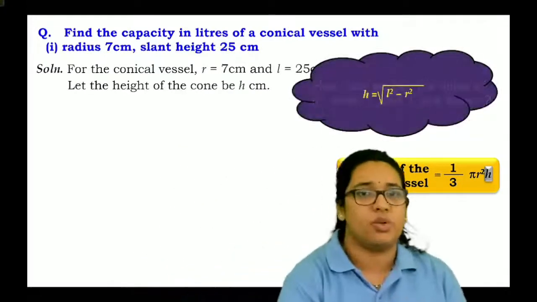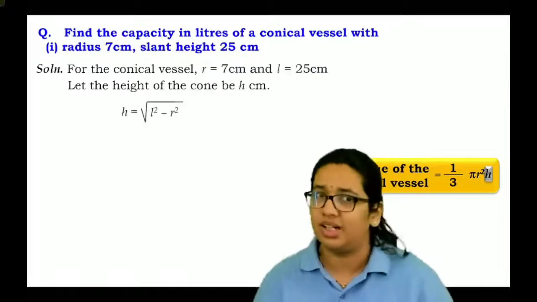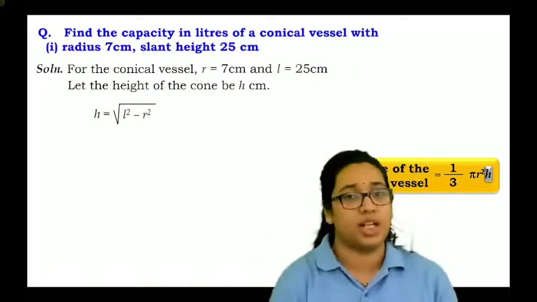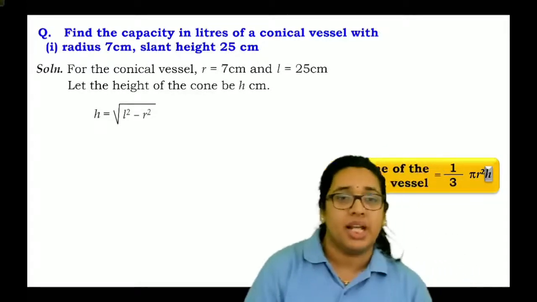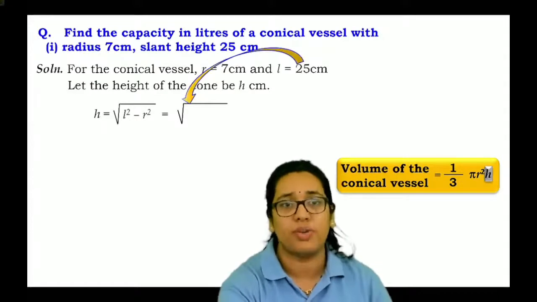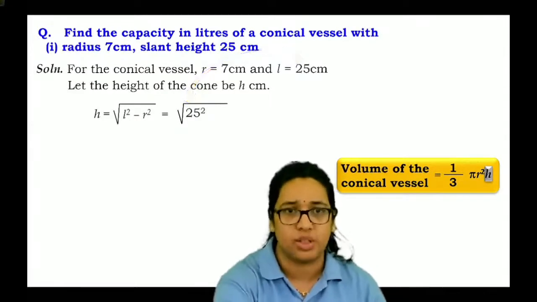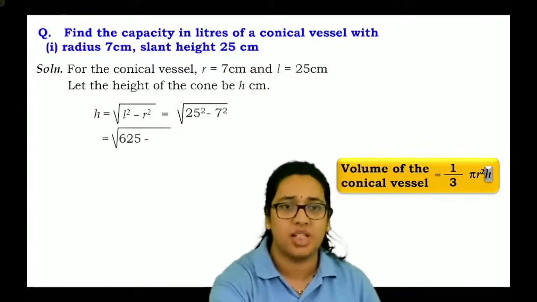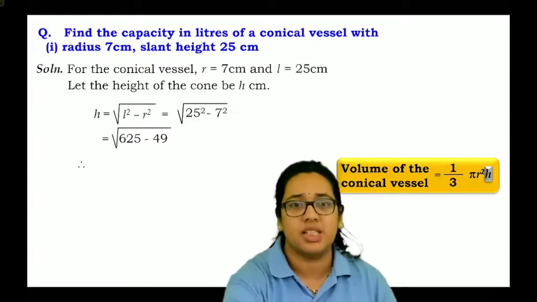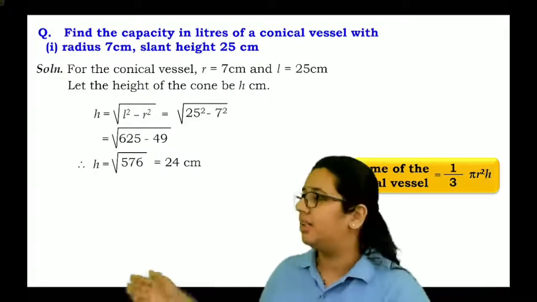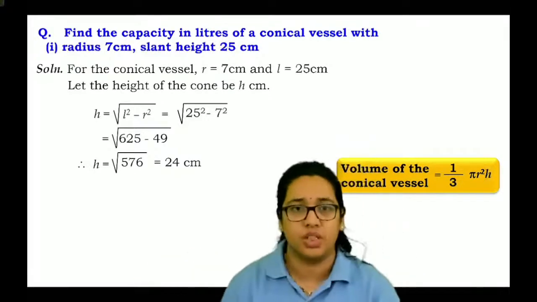So how will you find out h? We know that it is nothing but a right angle triangle. So we can use the Pythagoras theorem, and we can say that h is nothing but square root of l square minus r square. But l square is nothing but 25 square, r square is nothing but 7 square. So h is equal to root of 625 minus 49, that is 24.